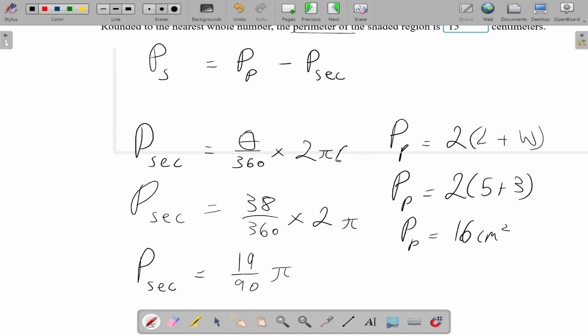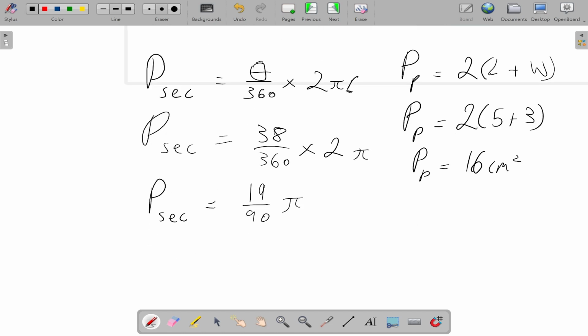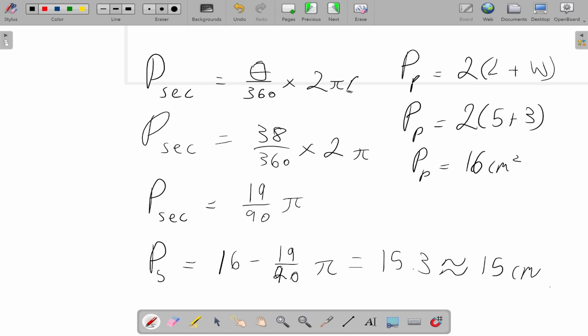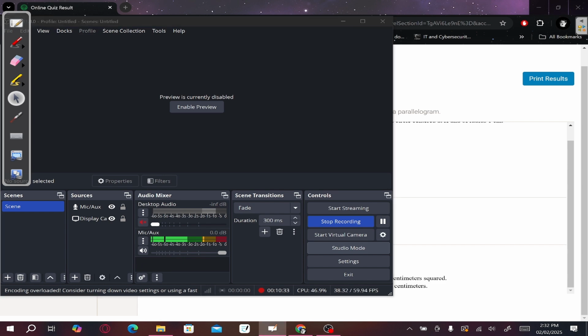Now, the perimeter of the shaded area is 16 minus 19 over 90 pi, which gives me 15.3, which rounds to 15 centimeters. And this is our final answer for this question. Okay, moving on.